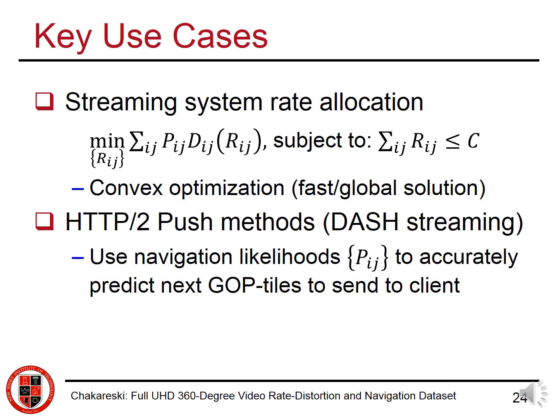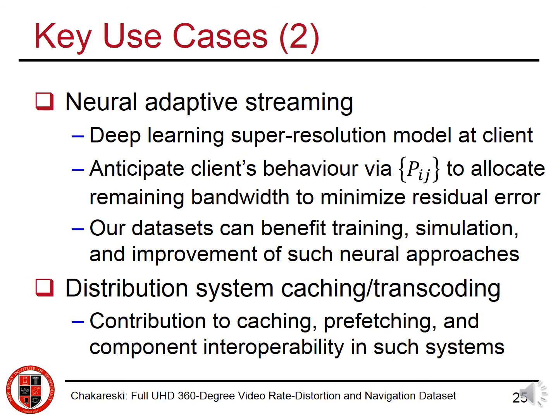There are multiple key use cases of the developed dataset modeling. First, in streaming systems, we can optimize the rate allocation, aiming to maximize the delivered viewport quality using the formulation shown here, enabled by our navigation likelihoods and rate distortion modeling. This is a convex optimization, therefore it means it will have a fast and global solution. Similarly, in HTTP2 push methods, we can use the navigation likelihoods P_ij to accurately predict the next GOP tiles to send to a client. In neural adaptive streaming that leverages deep learning to construct a super resolution of a 360-degree video which is received at low quality at a client, we can similarly use the navigation likelihoods to anticipate the client's behavior and allocate the remaining bandwidth so that we minimize the residual error after super resolution. And in general, our datasets can benefit training, simulation, and improvement of such neural approaches.